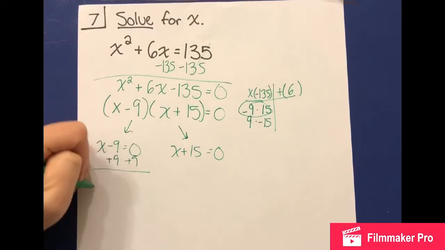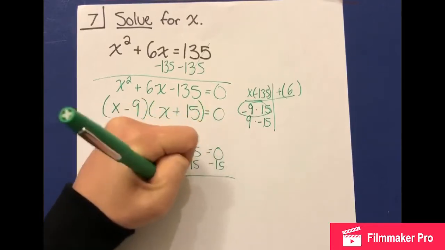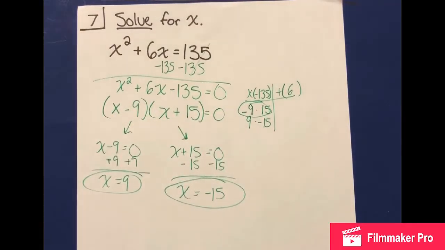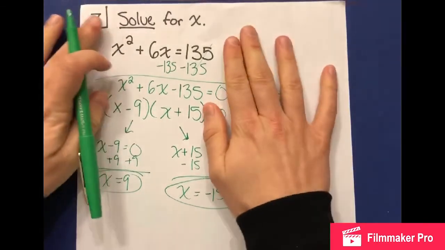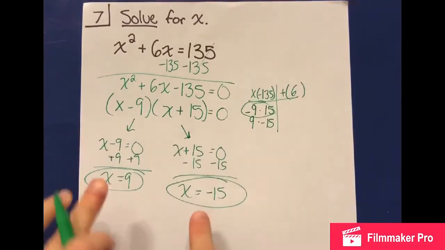Add 9 on both sides, I get x equals +9. Subtract 15 on both sides, I get x equals -15. Those are your answers. So that's the difference. Had it just said factor, I would have left it like that. However, it didn't. It said solve, so I found x's.